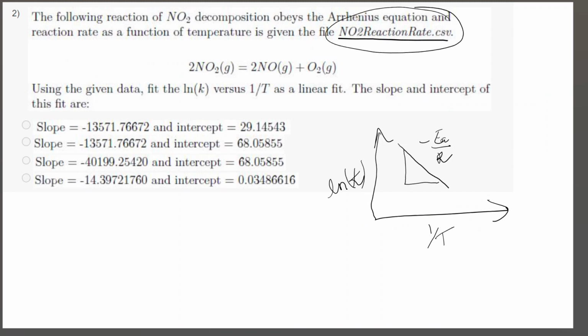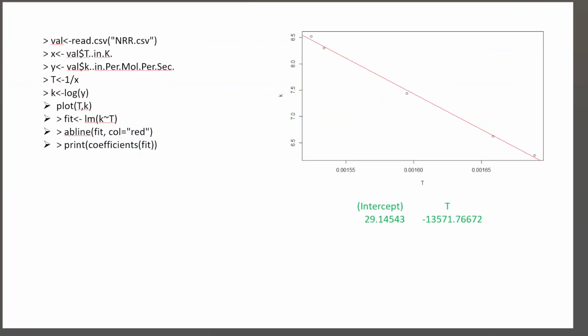This one I saved as NRR dot CSV. Then what I did is I just read this CSV file into the variable called VAL, and then I invoked that first column, temperature in Kelvin, into X. Then using that dollar symbol, again I invoked the K in per mole per second into Y.